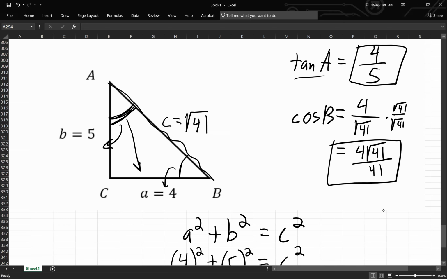Also helpful is that once you do this, it's A, B, and C. C is 41, the hypotenuse, so the other two you just fill in, and then you just add it up. Any questions on this?